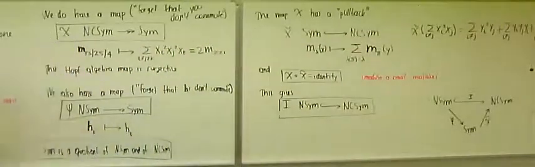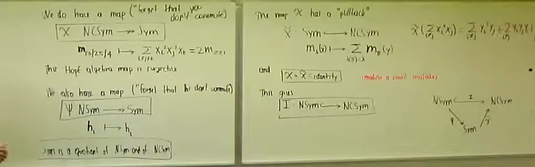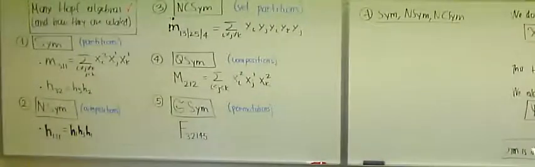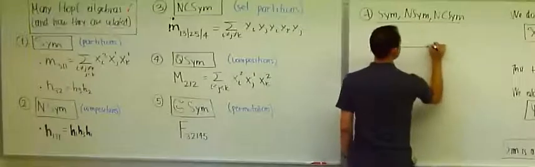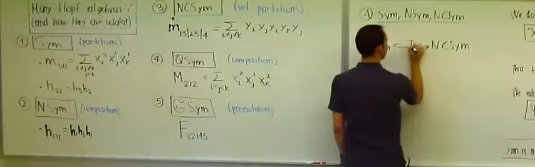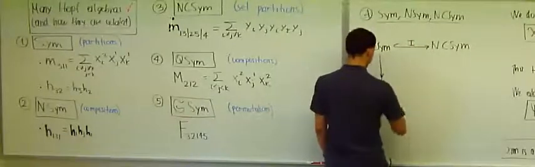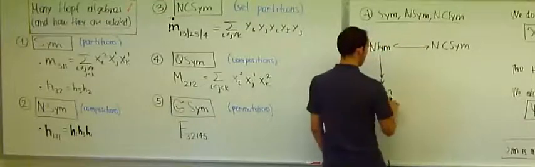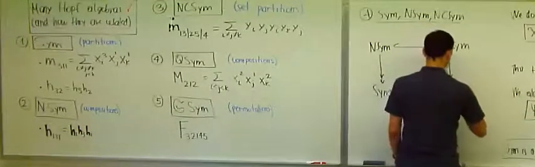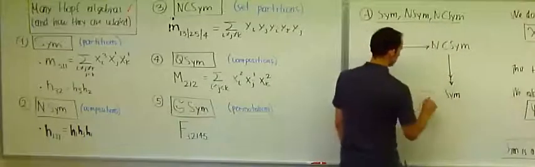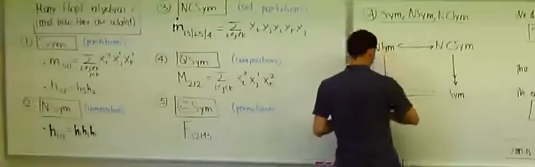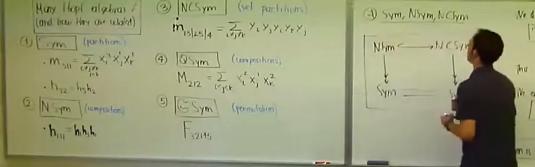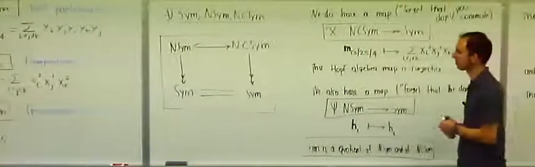Okay. Let me summarize this into the following diagram, for those of you that like commutative diagrams. I'll summarize the situation. So here's the inclusion. Here I have my projection onto SYM. Here I have my projection onto SYM. And actually these guys are just equal to each other, so this is just the identity map. Okay. So this summarizes the relations between these three algebras.